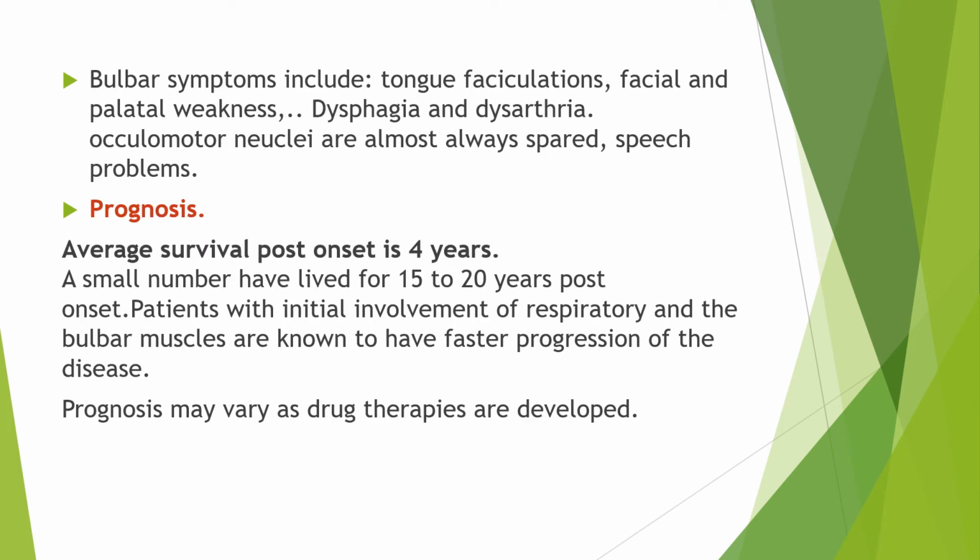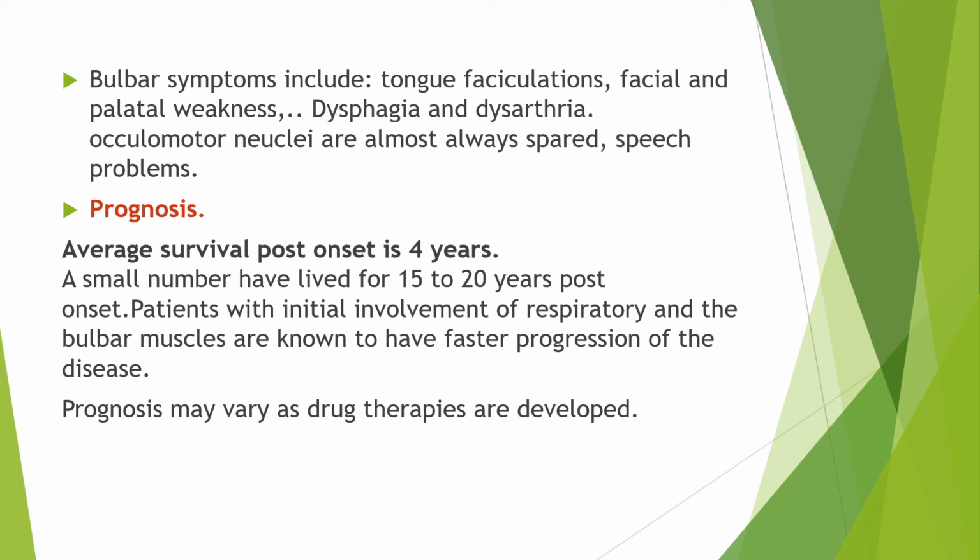Bulbar symptoms include tongue fasciculation, facial and palatal weakness, dysphagia, dysarthria. One prominent thing to be remembered here is that oculomotor nuclei are almost always spared in the patient of motor neuron disease. Speech problem, difficulty speaking would be there. So if eye involvement is there, then think of an alternate diagnosis, because in motor neuron disease, the oculomotor nuclei, supplying most of the muscles of the eye, are not involved.